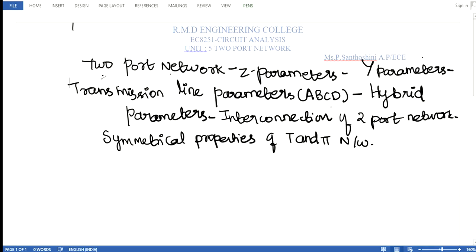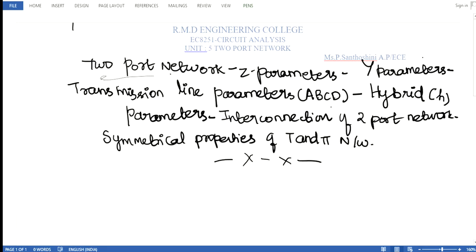The first topic will be two-port network. That is, they give the introduction of your networks and they discuss the 4 parameters: Z parameter, Y parameter, ABCD parameter and hybrid parameter. The hybrid parameter we also call H parameters, followed by how they are functioning when they are interconnected. Interconnection is based on either series or parallel or cascaded. And the last topic will be symmetrical properties, which is nothing but the mirror image. One side will be the same as the other side of the T and pi network. So clear? So these are the topics we are going to discuss now.